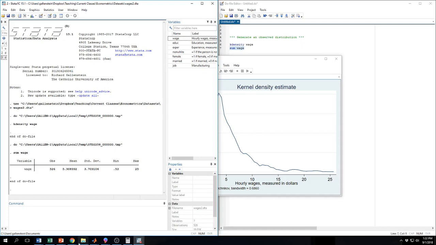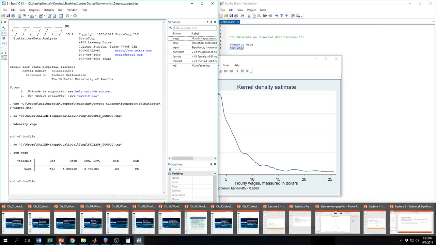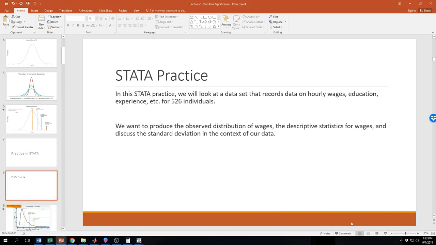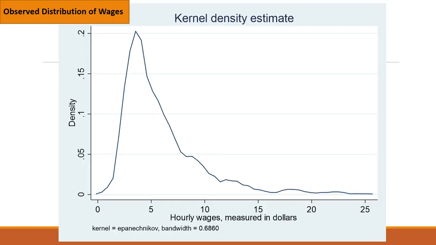Now that we've got that, let's go back to the lecture, and I'm going to illustrate the same topic using our sample data. All right, so here we are. We're back. Let's take a look. So there's our observed distribution of wages that we just generated. I already had it in here. Now our mean is 5.9. Okay, we just observed that from our summary statistic.